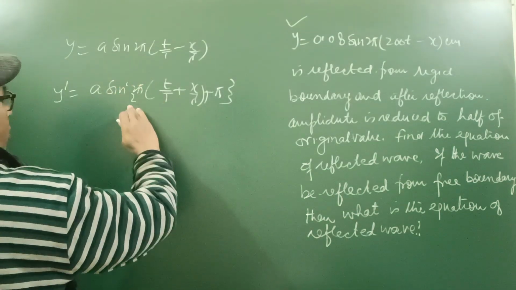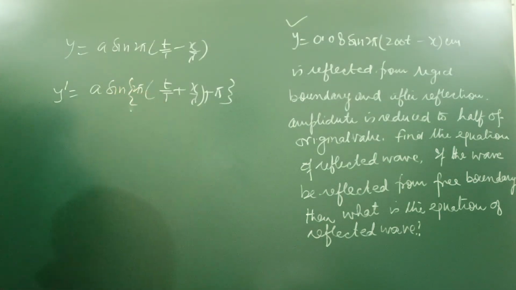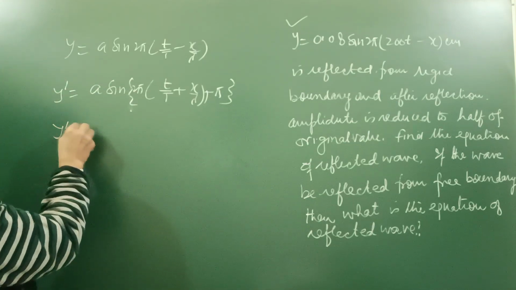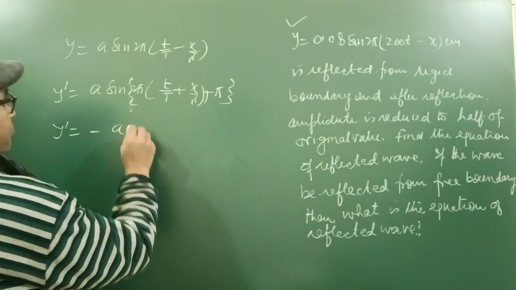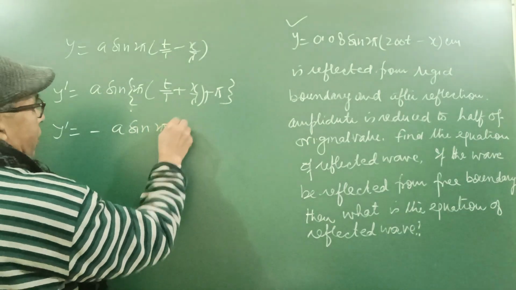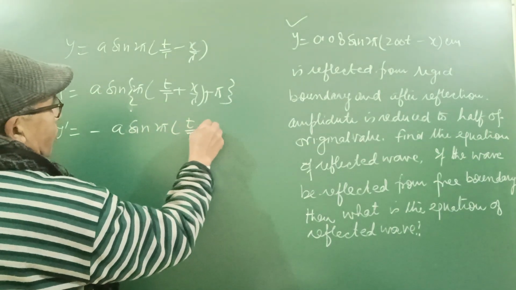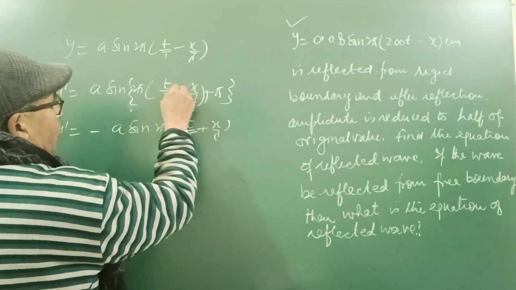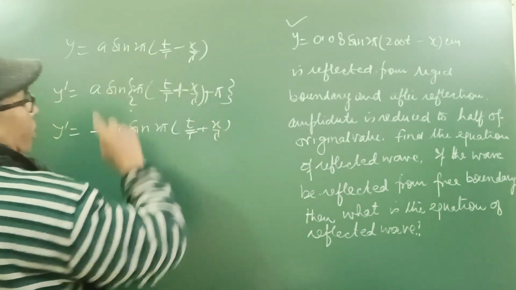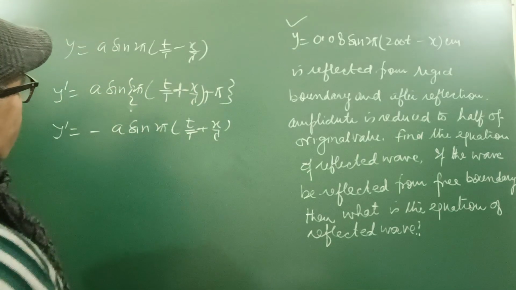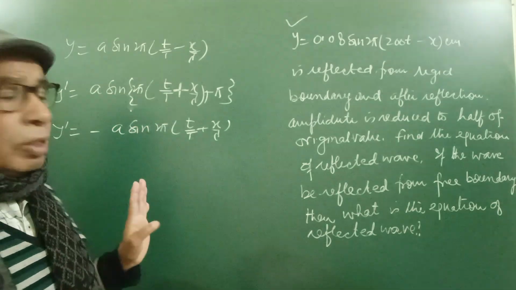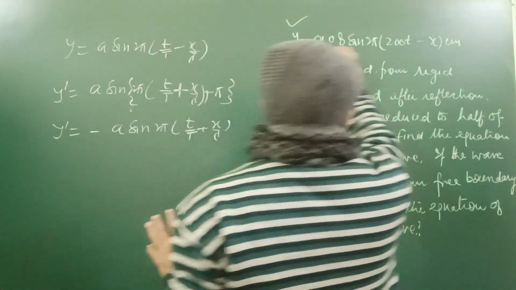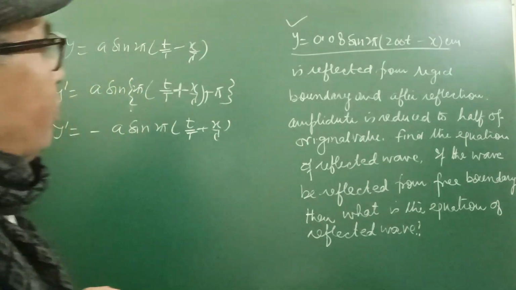This is the equation of reflected wave when we assume that there is no loss of energy, or this y dash will be minus a sine 2 pi (t upon T plus x upon lambda). This plus indicates that the wave travels in negative x direction. Here this wave is traveling in positive x direction. So here the given equation is this, and the amplitude is reduced to half.